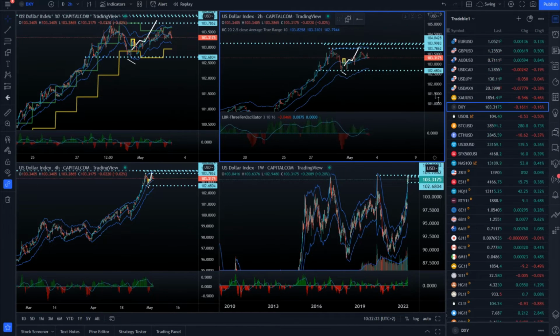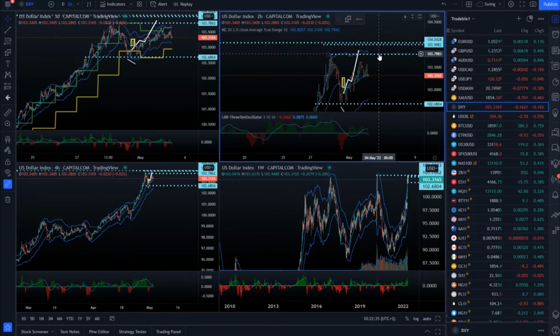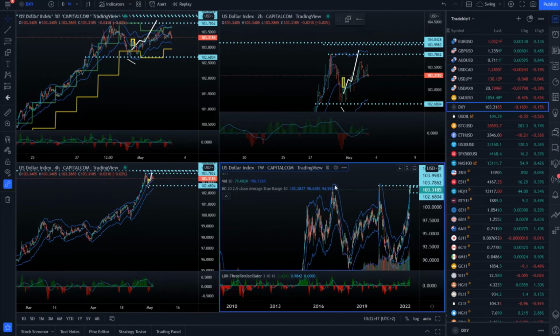Dollar index still didn't revisit the high at 103.80, and didn't test 104.05, so there is still space to go higher and try to test that key multi-week, multi-month, multi-year high around 104.05. So I still expect a further upside move on the dollar index.